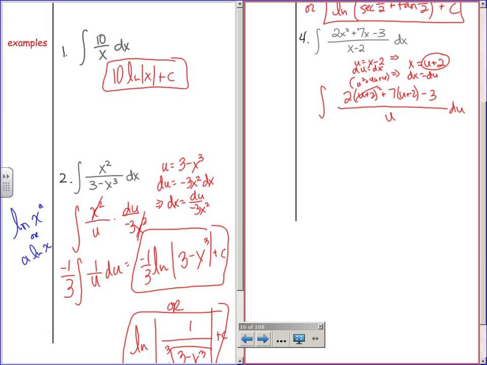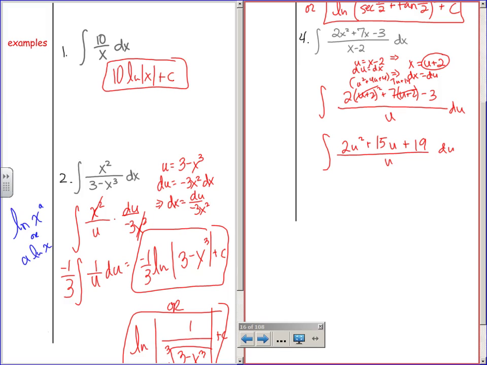And then I could do 7u plus 14. And I can multiply by 2. So that'd be 2u squared plus 8u plus 7u, so plus 15u plus 8 plus 14 is 22 minus 3 is 19. Double check my math, please.